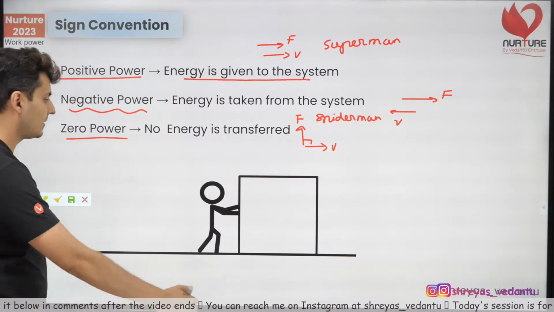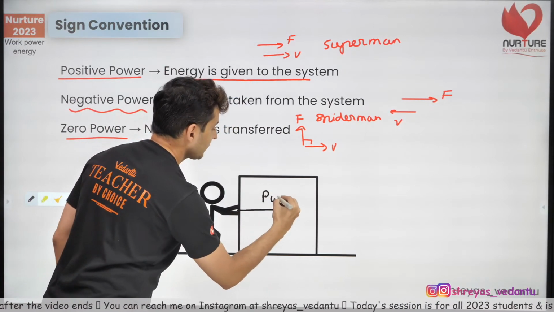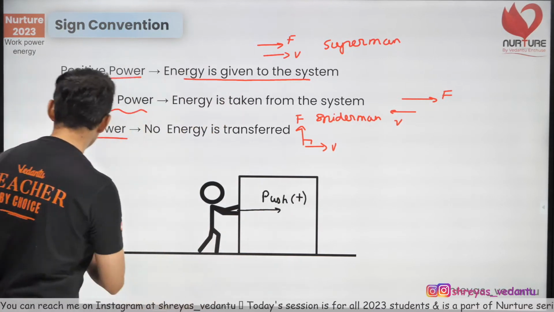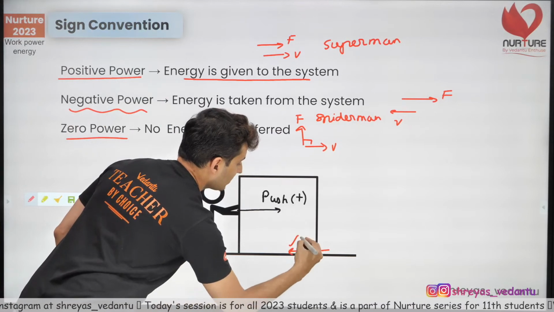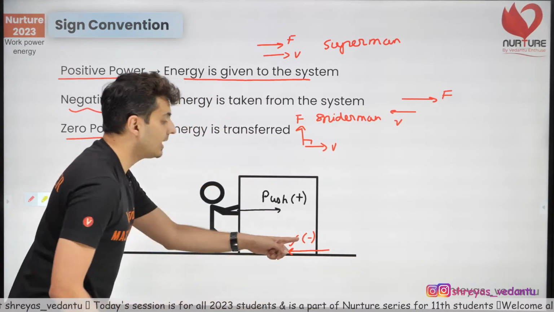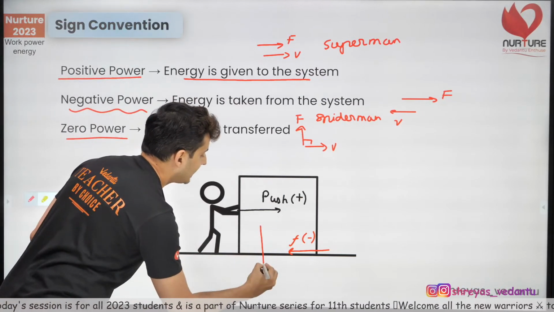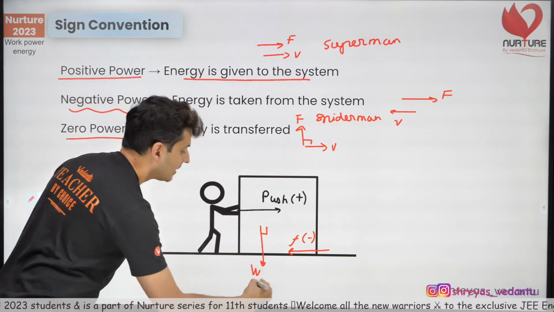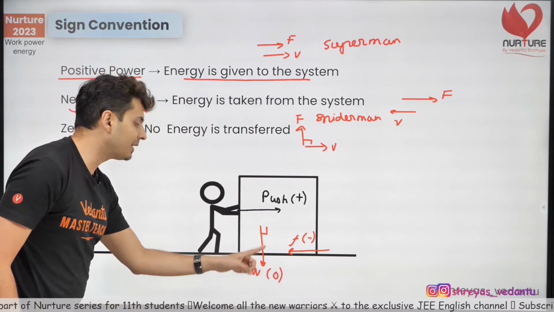So in this situation, this person might be applying some pushing force. This pushing force is giving positive power. The friction below might be opposite in direction. So this friction is giving negative power. It's taking away the energy from the system. There is weight which is acting downwards and it is perpendicular to the displacement, so the work done by the weight will be zero, or the power by the weight will be zero.